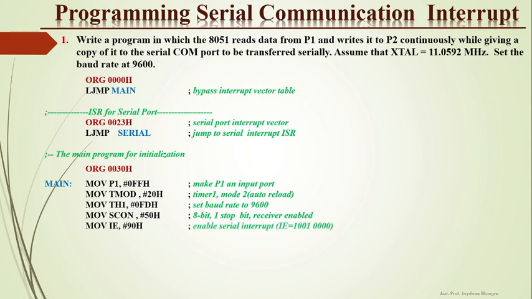Again, we also have to generate the serial interrupt. That's why we are initializing the interrupt enable register with the value 90H. Using this value 90H, we are enabling the serial interrupt. Our 7th bit is always 1, that is enable all, and along with this the serial interrupt enable bit is 1. So 1001 is 9 and 0000 is 0. So we get the value 90H. Setting bit TR1 starts timer 1.